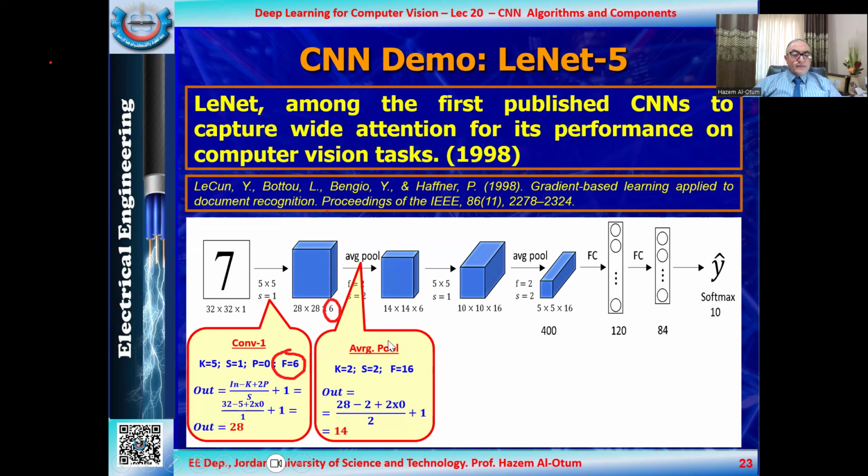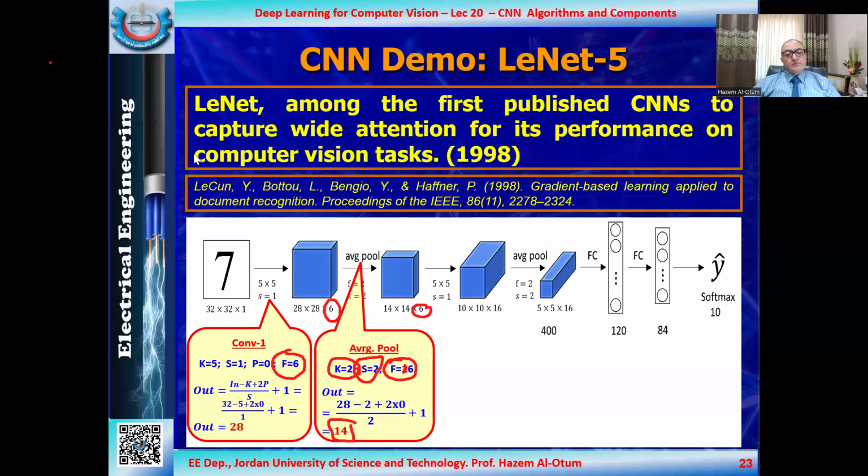Next, we go to the next layer. Here we have to use average pooling, with the size as given by the description of the paper, k equals 2, and the stride of 2, with a number of filters equal to 16. If you go now to find the output, it will be 28 minus 2 plus 2 times 0, over 2, plus 1. This will give us an output size of 14 by 14 by the number of filters used in this case. I think here the number of filters is 6 because we have 6 here, not 16. It may be just 6.